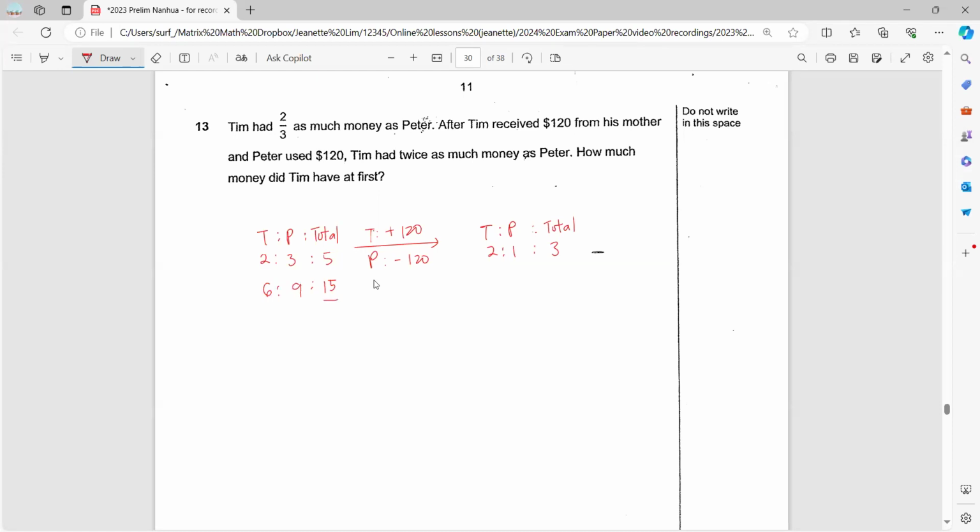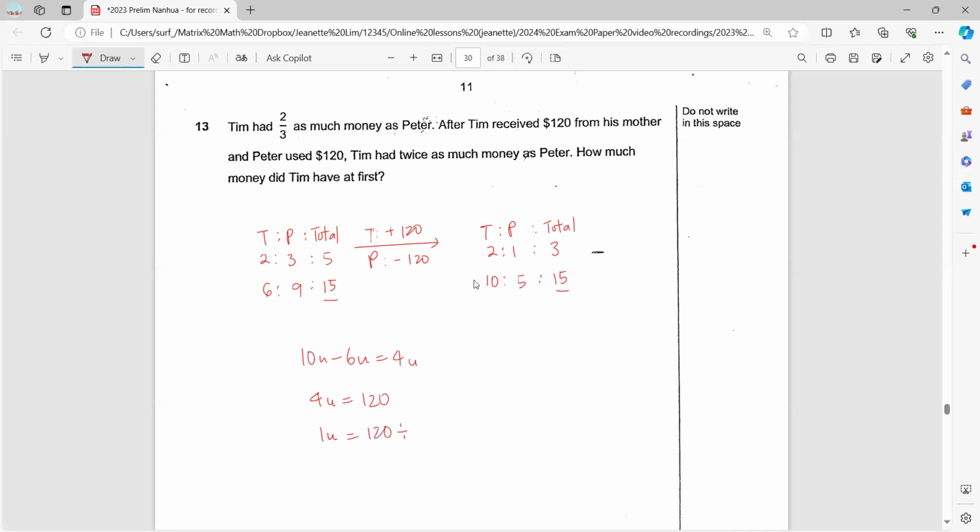So 6, 9, 15. This is also 15. So you have to multiply by 5, 10, 5, 15. Figure out what is 120. 120, if you look at Tim, is an increase from 6 to 10 units. So 10u minus 6u, which is 4 units. 4 units is 120.